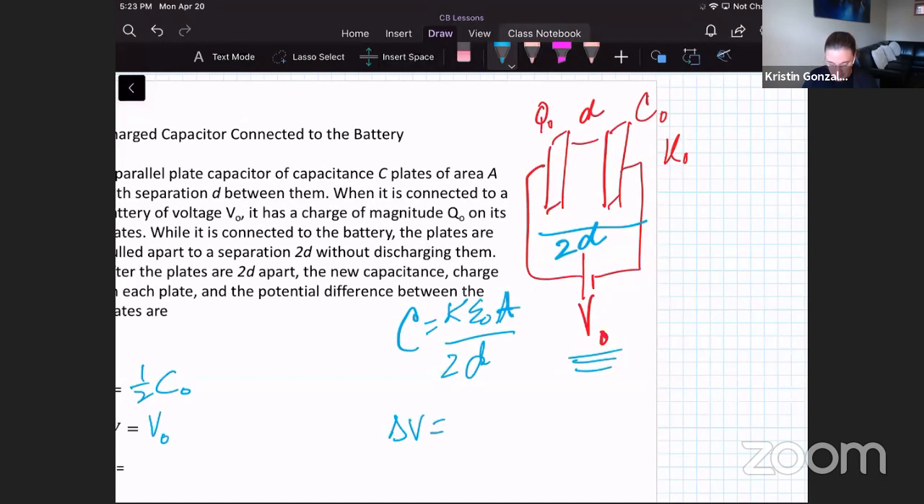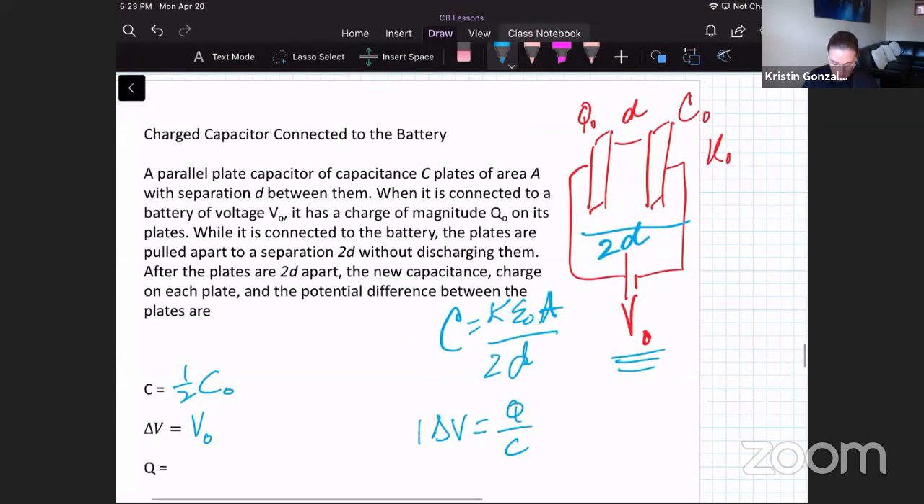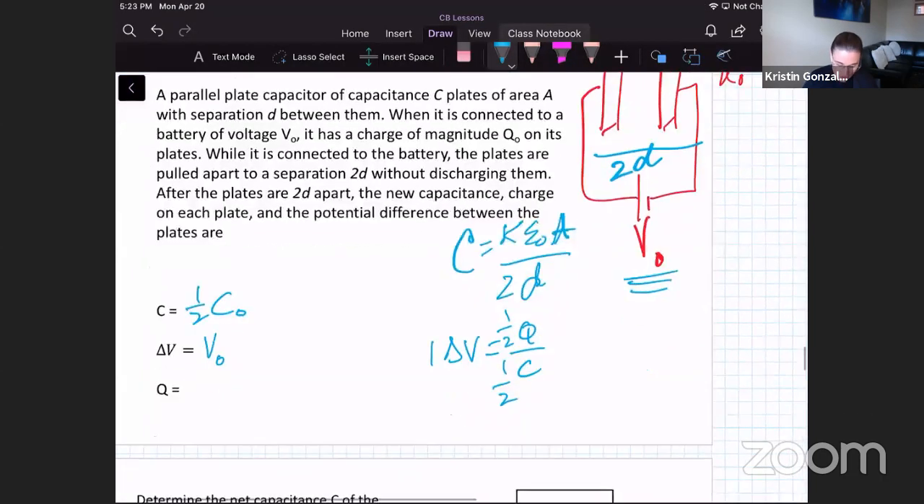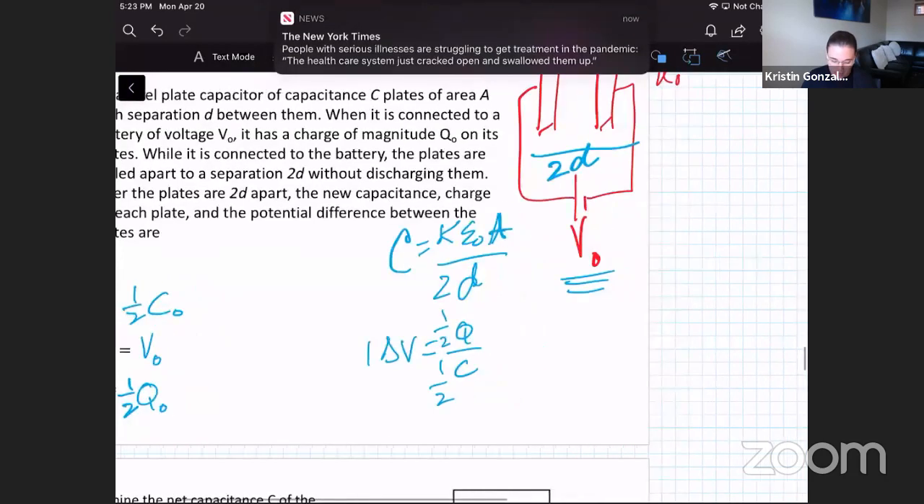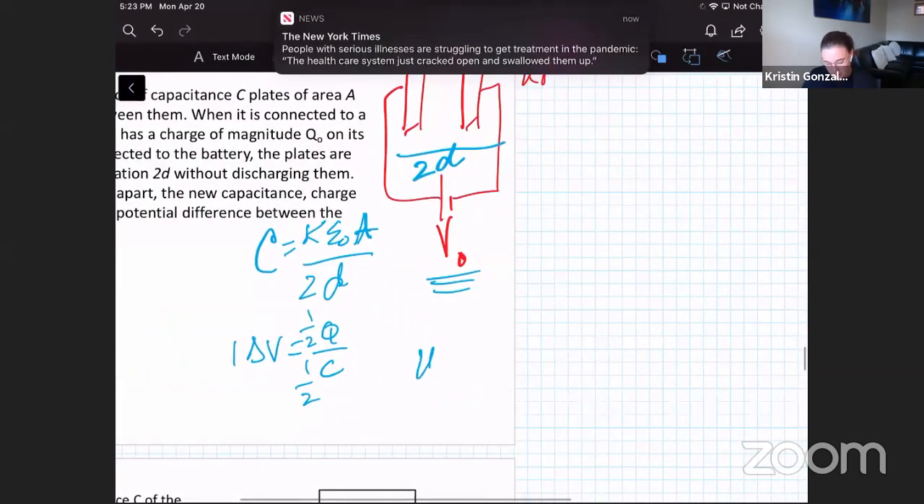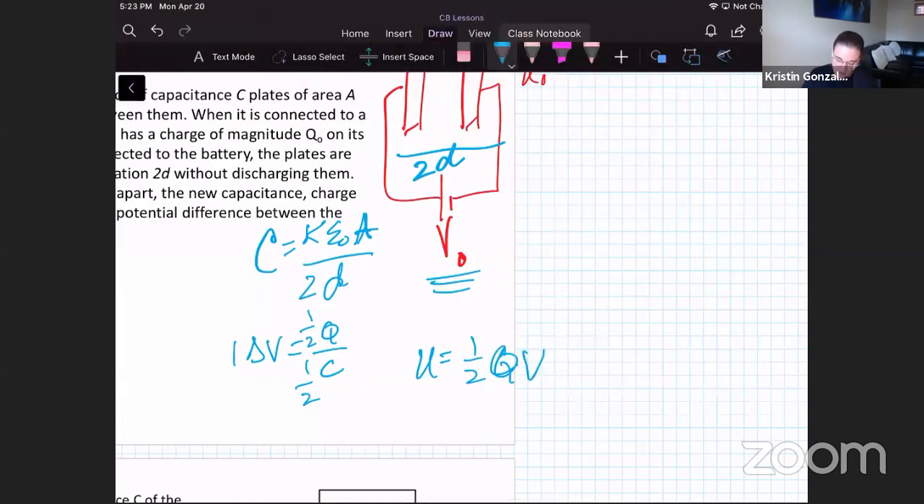Okay, if delta V is still Q over C, and we know our V stayed the same, that's a 1, we have half the capacitance. Well, the only way we're still going to get 1 is if I also have half the original amount of charge. Okay, and then again, let's look at what's going to happen to the energy. If energy is 1/2 Q times V, and our potential difference stayed the same, but our charge is half as much, now I'm storing half as much as my original amount of energy that I could store.